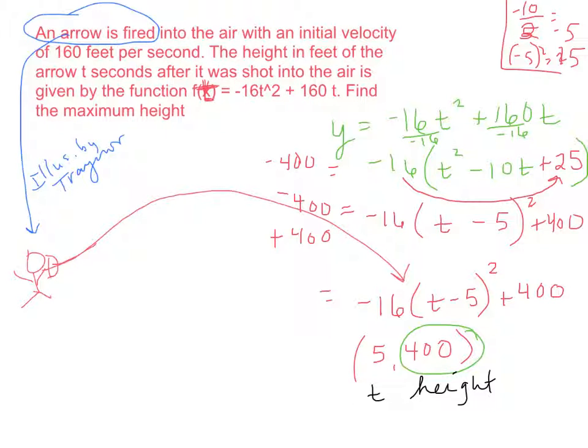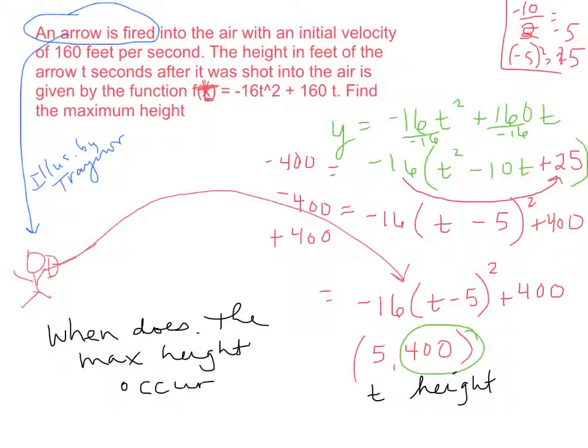So if it said when, and some of them will, if it said when does the maximum height occur, 5 seconds, then you would say 5 seconds. If it says what is the maximum height, you would say 400 feet.